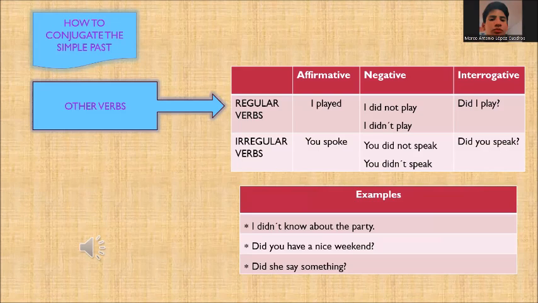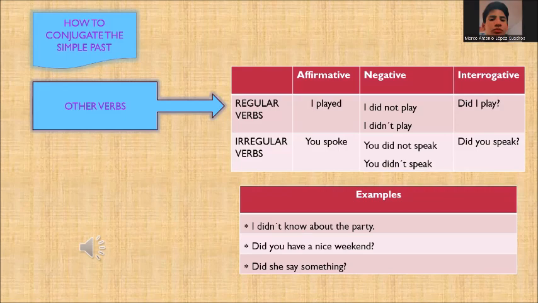Regular verbs: I played. I did not play, or I didn't play. Did I play? Irregular verbs: You spoke. You did not speak, you didn't speak. Did you speak?